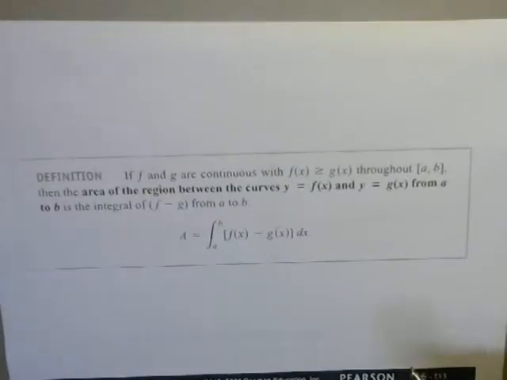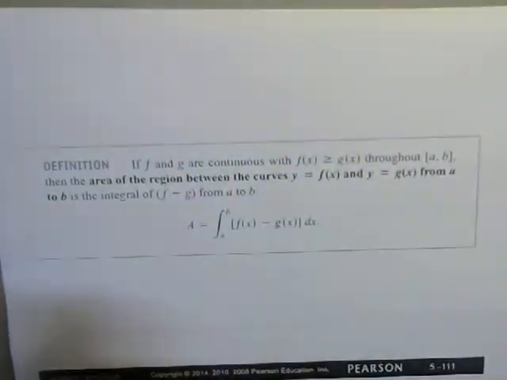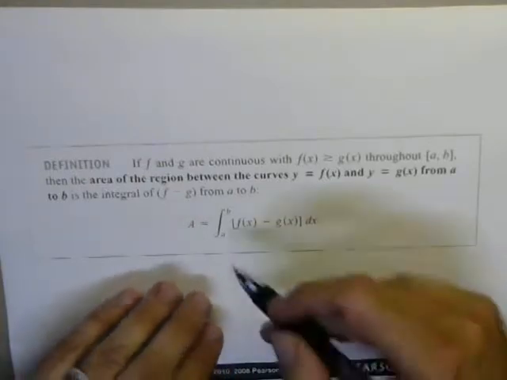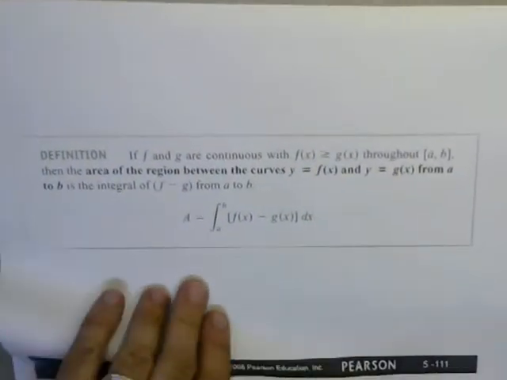So assuming that f and g are continuous, and f of x is always greater than g of x on [a, b], then the area of the region between the curves f of x and g of x from a to b is basically you just subtract the two functions and integrate, right? And you could actually integrate them both separately if you wanted to.